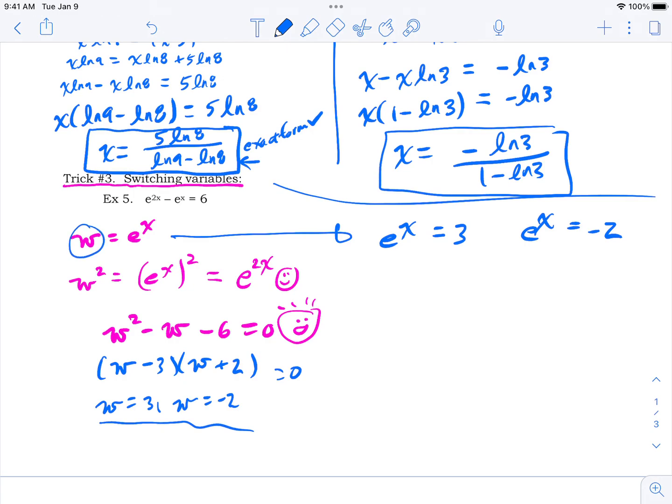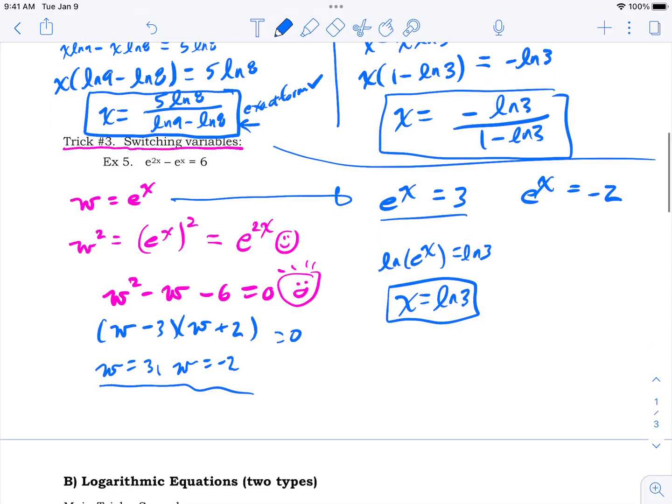You said w was equal to e to the x. So 3 is equal to e to the x, and -2 is equal to e to the x, right? So now we've got to solve those over here. How do you solve this one? Oh, I can take the log of both sides. And remember, the log of e to the x is just x. So this is telling me right there, x is log 3. That's one of our solutions.